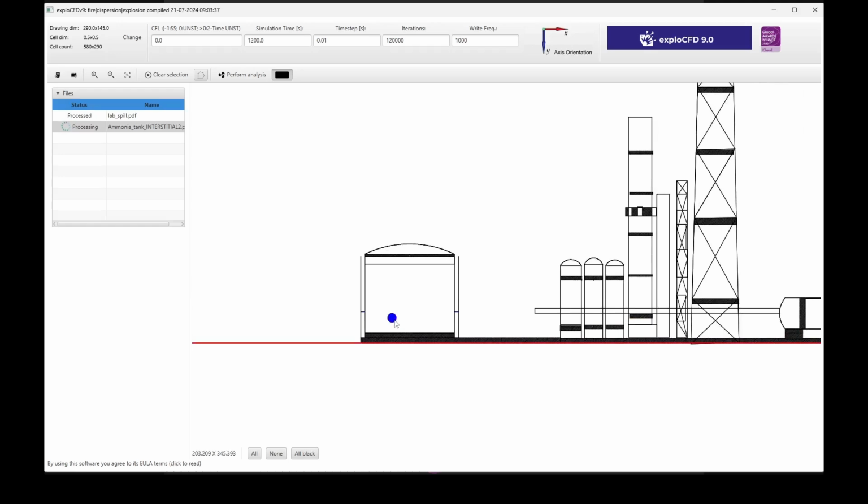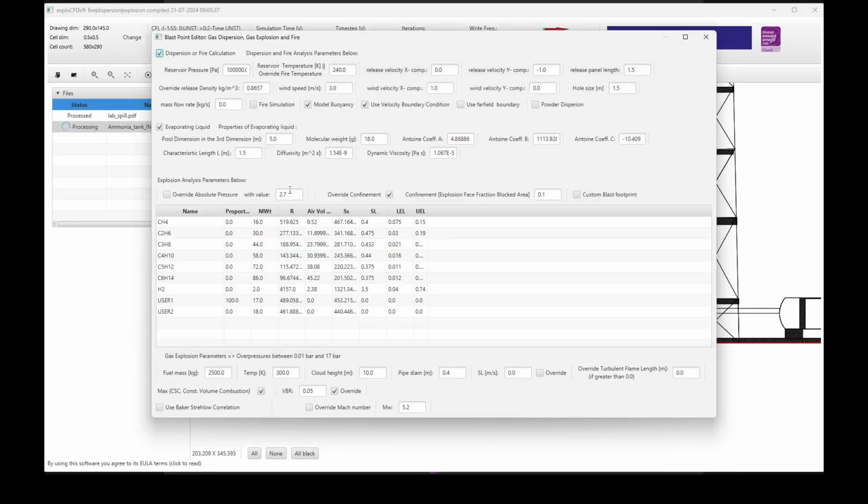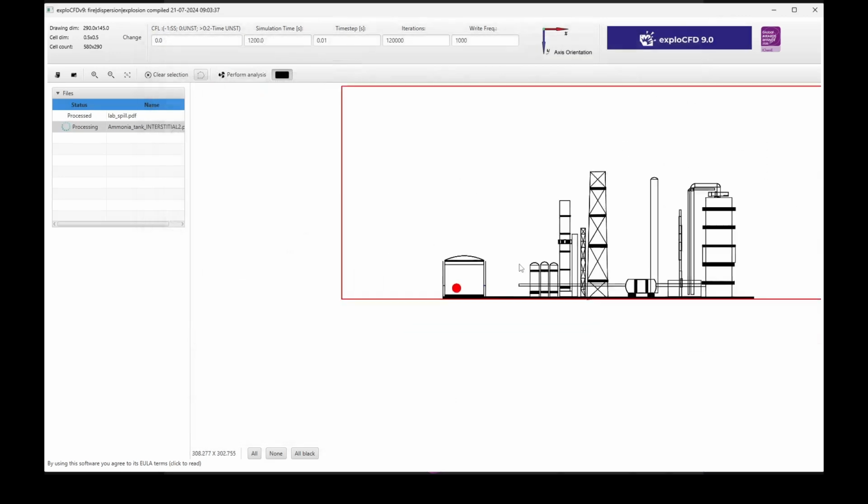And of course, with exploCFD, you can input the Antoine coefficients of ammonia. I just got them from the NIST Chem webbook, along with some other parameters like diffusivity and dynamic viscosity, and then run the simulation. The results are in fact quite interesting.